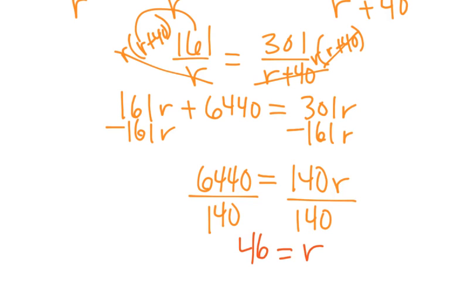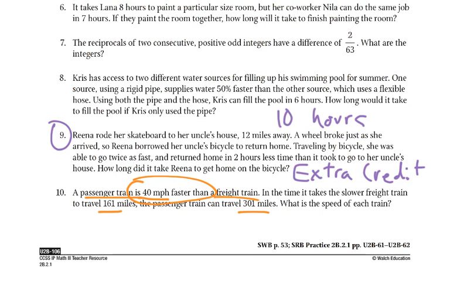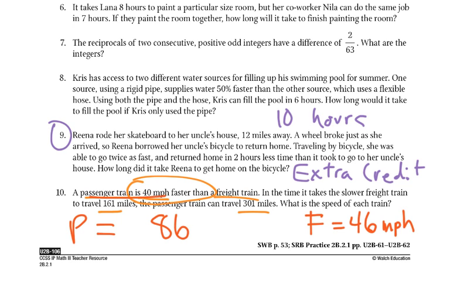46. So the freight train travels at 46 miles per hour, which means the passenger at 40 more is 86 miles per hour. Okay? So, there we go.